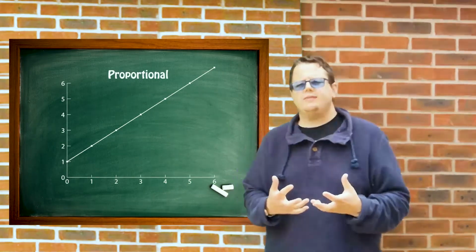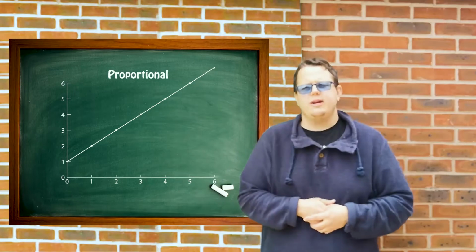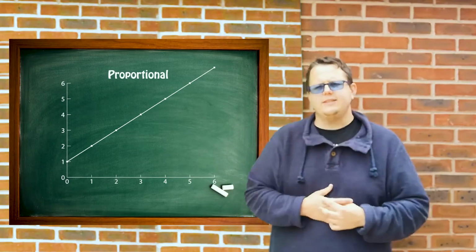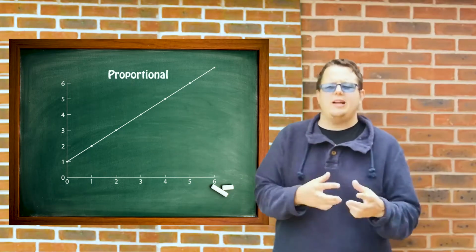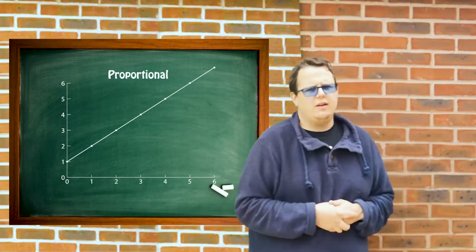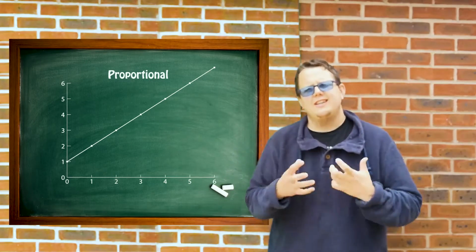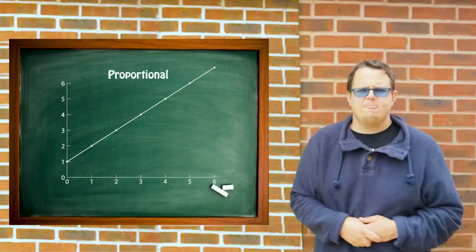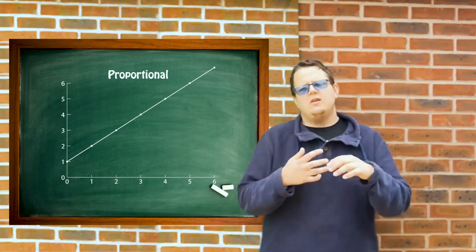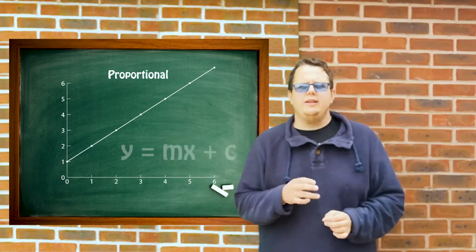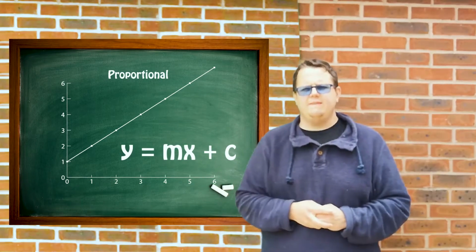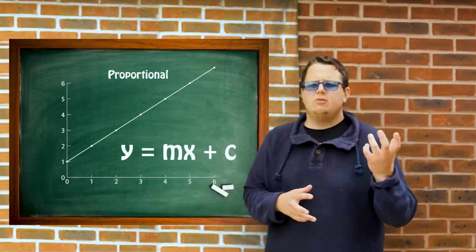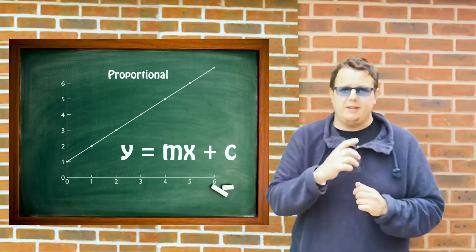Now, proportional graphs have a straight line with a positive gradient that does not go through the origin. We can say that as x increases, where x is whatever is on our x-axis, y increases at a constant rate, where y again is whatever is on our y-axis. Mathematically, we could write this down as y equals mx plus c, where m is the gradient and c is our y-intercept. Now, gradient and intercept we'll come back to in a minute.